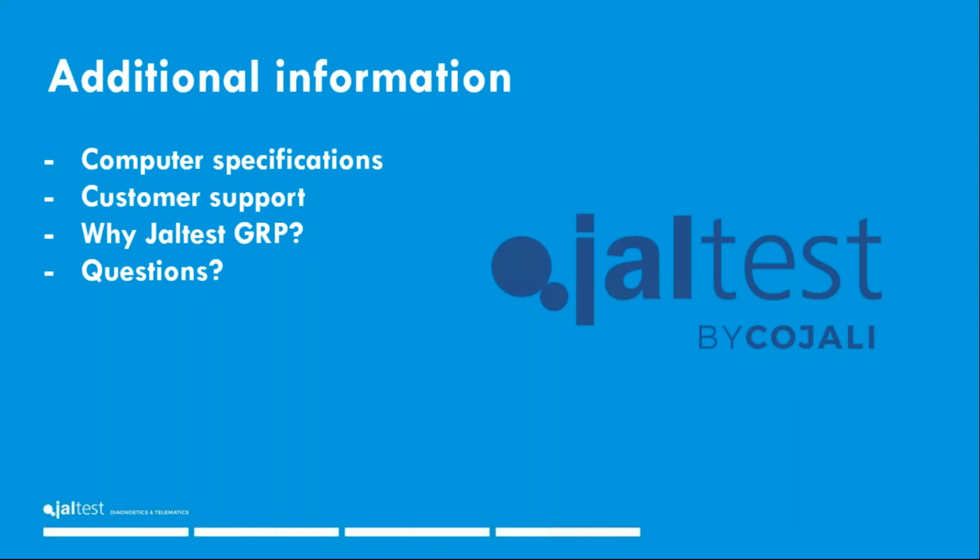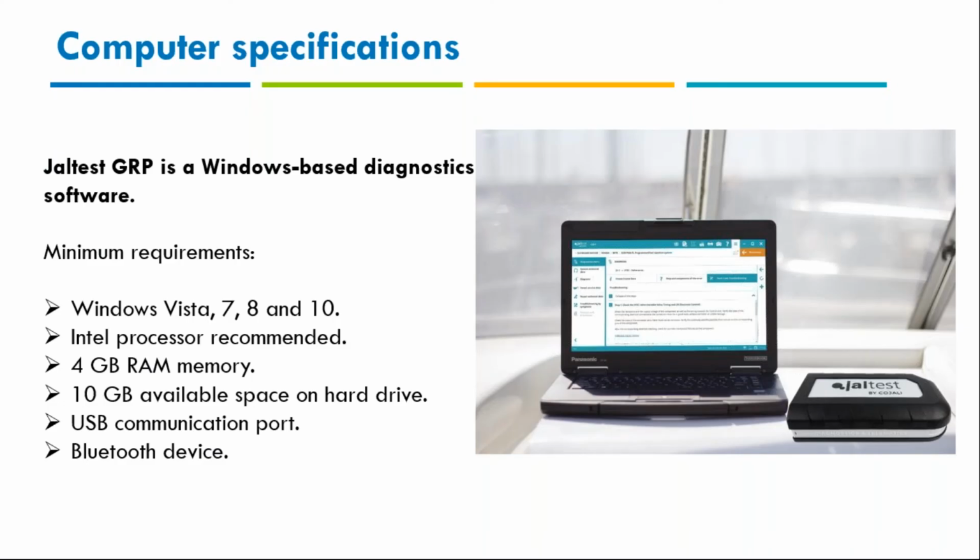Let's get to the last part. This is additional information: computer specification, customer support, what Jaltest GRP, and then if you have some questions. So what is mandatory has to be Windows-based. Windows-based, either if it's a computer or tablet, it has to be Windows-based.